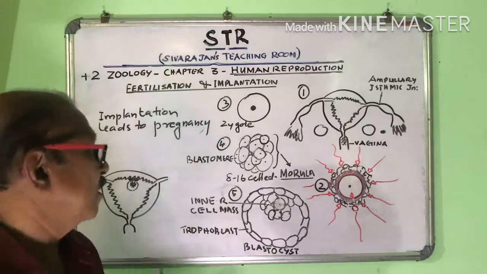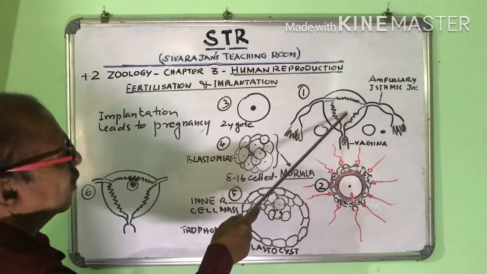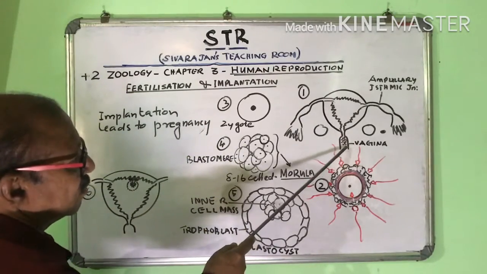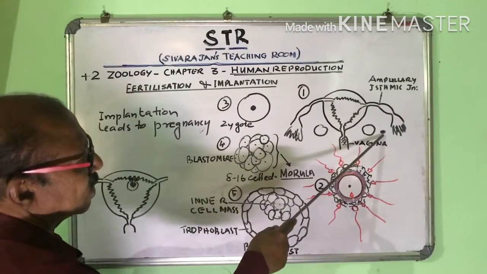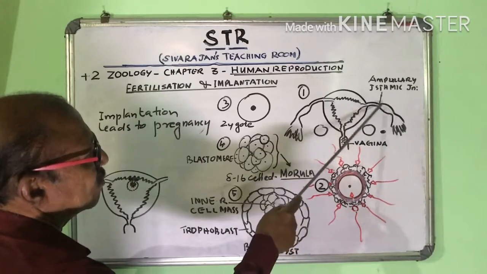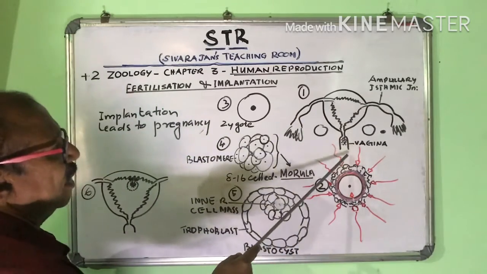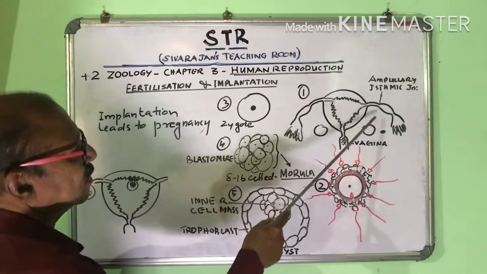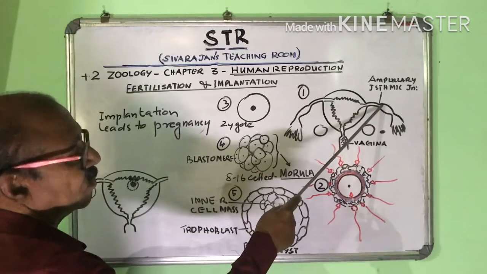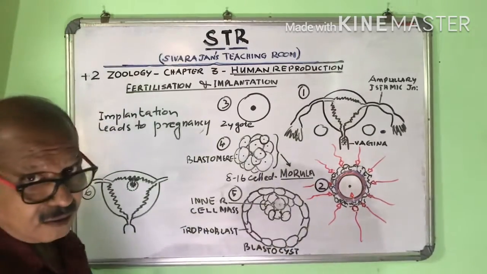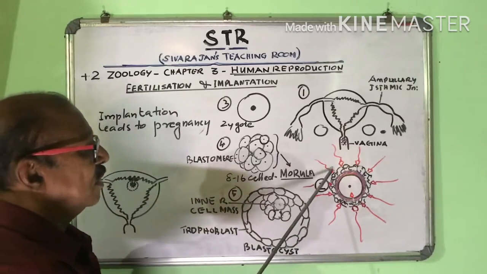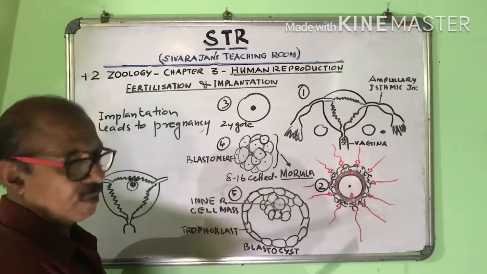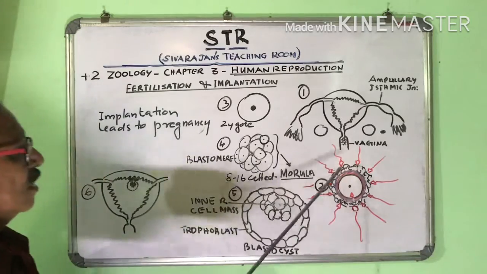I think you have got it. So, number one, the semen is deposited in the vagina. The ovum released from the ovary is captured by the fimbriae and comes to the ampullary isthmic junction. And the sperms move through the oviduct and come in contact with the ovum. Now, the second stage is the entry of a single sperm into the ovum. We have seen this. Now, what happens?